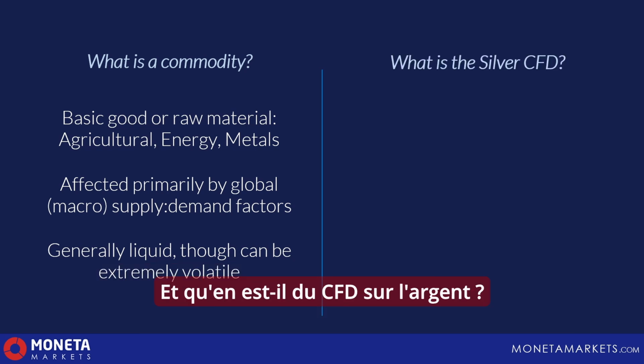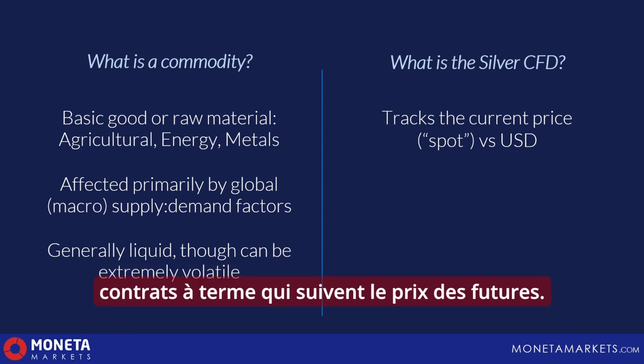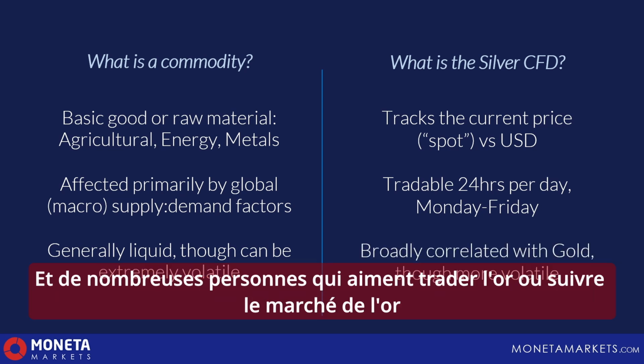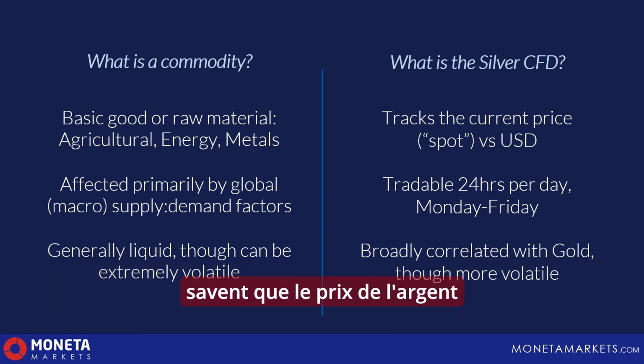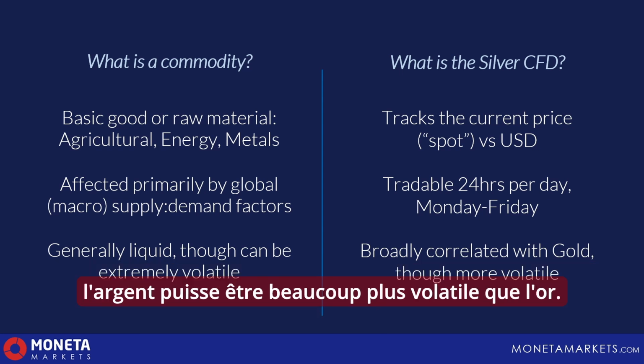So what about the silver CFD? Well, it actually tracks the current or spot price as opposed to many futures contracts which track the futures price. It is tradable 24 hours per day, Monday through Friday, and many people who like to trade gold or follow the gold market will know that the price of silver broadly follows the price of gold, being a similar commodity, although it can be much more volatile than gold.